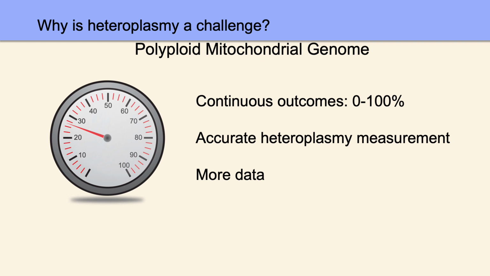From a statistical point of view, the mitochondrial DNA is significantly more challenging because now we have a polyploid genome. And what that means is now we have continuous outcomes, anywhere from 0 to 100%. And we really need accurate heteroplasmy measurements. To get more accurate heteroplasmy measurements, we need much more data.